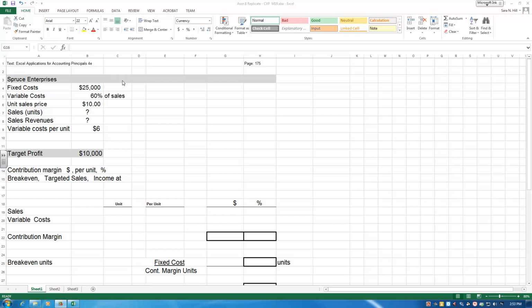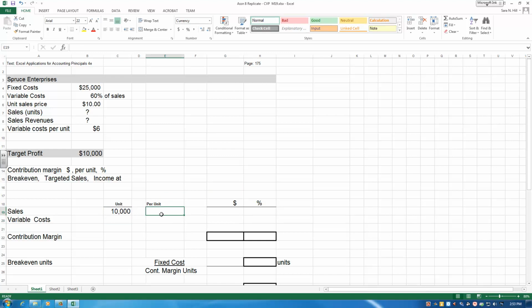So when we attack a cost, volume, profit problem, the first place to start always is contribution margin. So let's remember back what our contribution margin formula is, which is contribution margin equals revenue minus all variable costs. So let's go on down to our spreadsheet here and just start calculating our contribution margin. And to do this, we're just going to use 10,000 units.